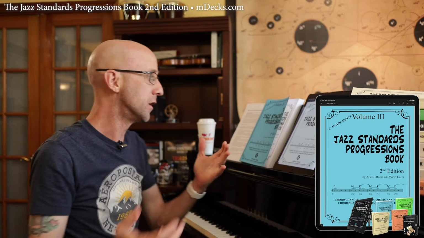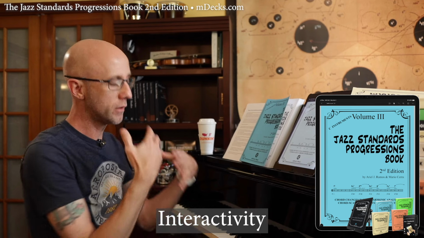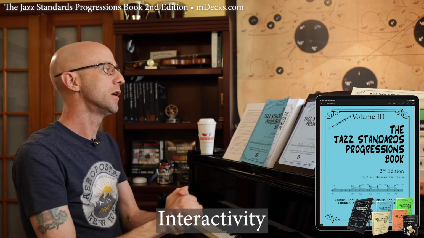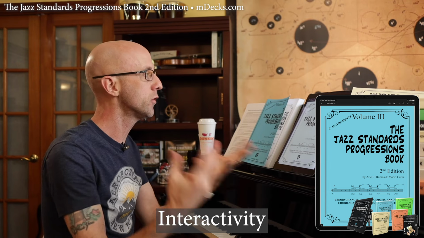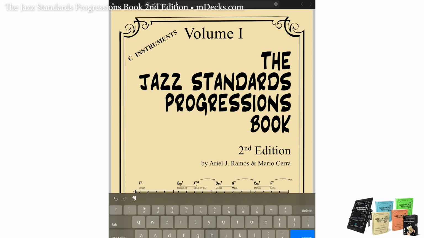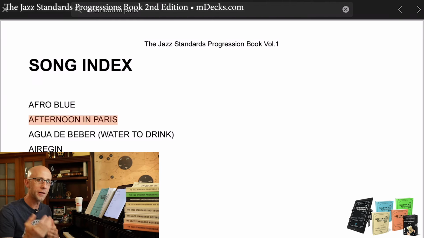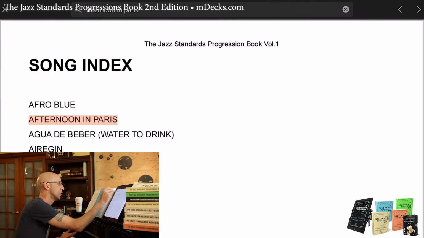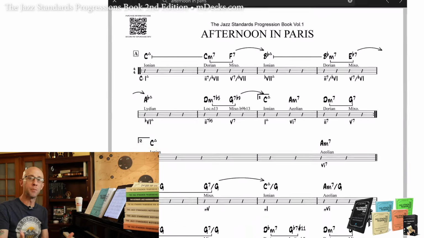Another pro of the PDF format is its interactivity. So while it is just a simple PDF, it is filled with interactive links. And just like any PDF, I can also search by title or by a specific word, or in this case, a song. So when I click on Afternoon in Paris, boom, there I have it right away, Afternoon in Paris.